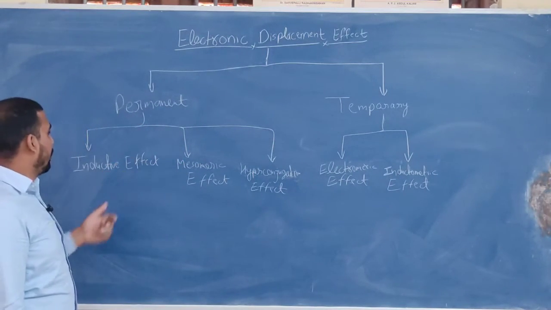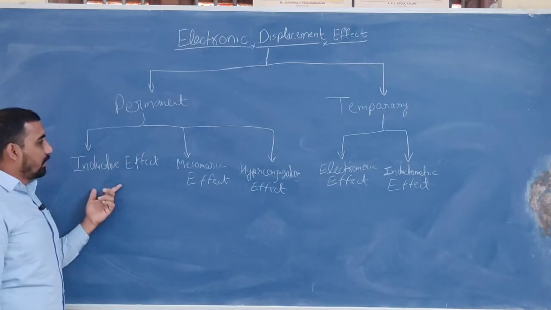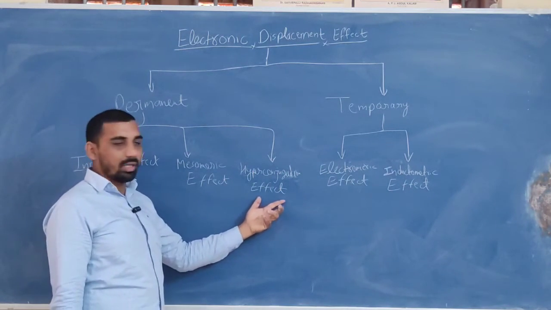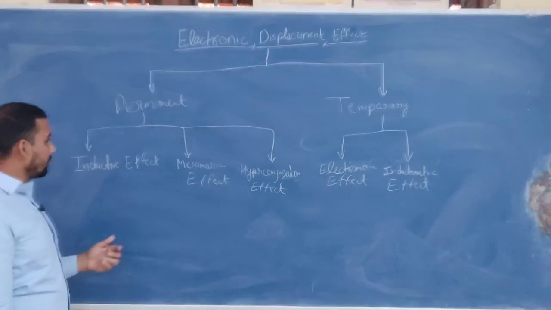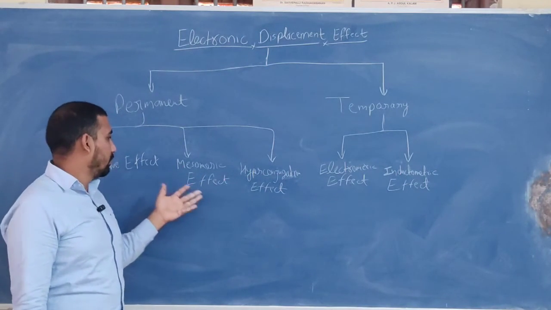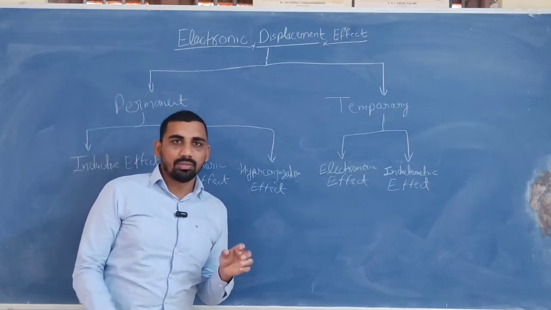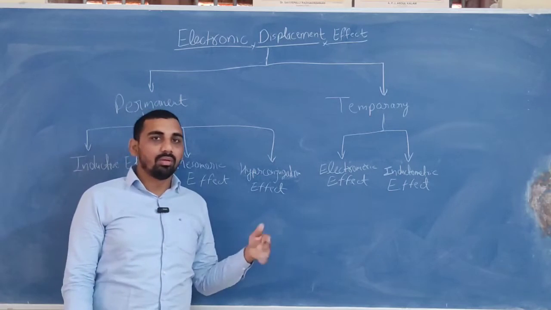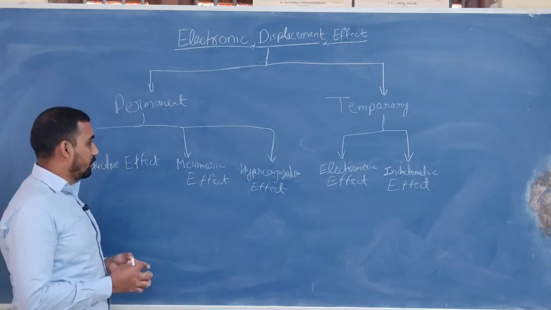Before that, the permanent effect. This is of three types mainly: inductive effect, mesomeric effect, and hyperconjugation effect. This mesomeric effect is also sometimes called resonance effect, but there is a very small difference between mesomeric and resonance. Mesomeric is directional and resonance is non-directional. We will learn about these things.